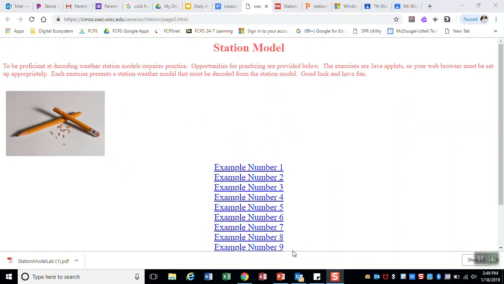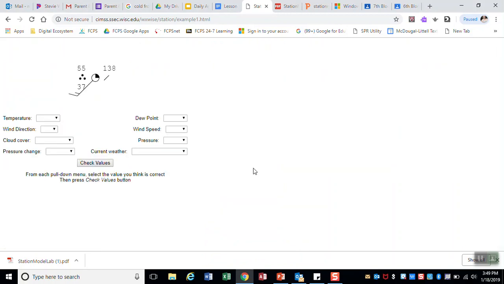So next up, you can do a little bit of practice on your own online. There are some examples here that you can use, and they're asking you, what is the temperature? What is the wind direction? What is the cloud cover? And you can check yourself. If you're wrong, it'll tell you that you're wrong, and you can try until you get that correct.